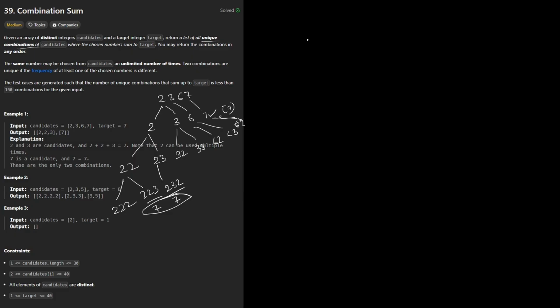How am I saying it? Let us take this example, our candidates, and I'm going to take a small one so that I can draw the decision tree. So candidates are the values 2, 3 and 6, and the target is 6. So initially write 0, our empty list.